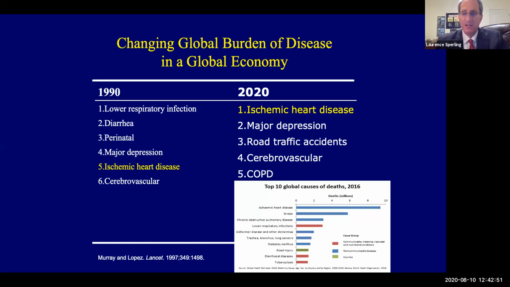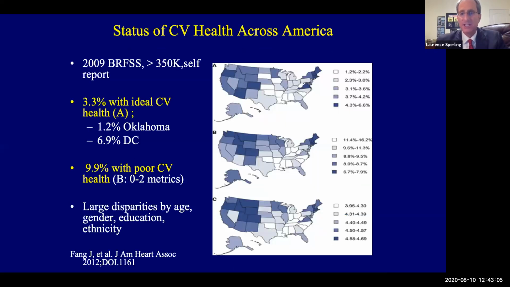Well, what has happened on a global level over the last 3 decades is cardiovascular disease, ischemic heart disease, has snuck up on us as the number one cause of death worldwide. And this is very concerning even when there is not a pandemic because of our global economy.